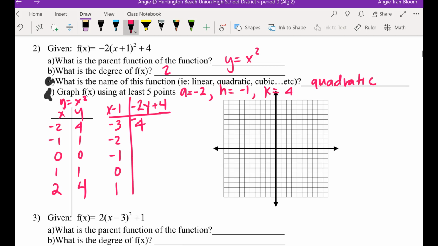Negative 2 plus 4 is? 2. 0 times negative 2 is 0 plus 4 is? 4. 1 times negative 2 is negative 2 plus 4 is back at? 2. And then how about when 4? 4 times negative 2 plus 4. That will give me what? Negative 4. Okay, so these guys are your points that you can use for plotting. So negative 3, negative 4. Negative 2 is positive 2. Then negative 1 all the way to 4. 0 is back at 2. Then 1 is now back at negative 4.